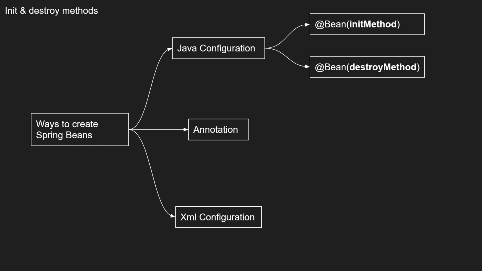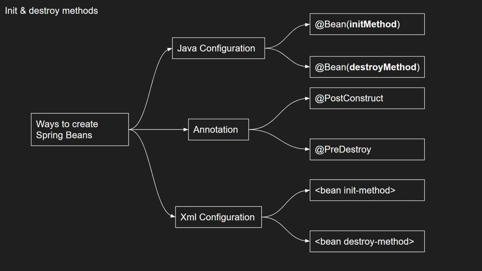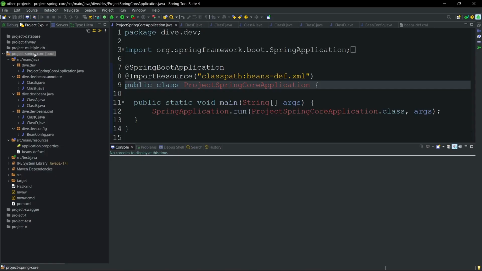If you have classes with annotation, best thing is to use @PostConstruct and @PreDestroy for initialization and destruction. In the XML configuration, the best method is to use init method property and destroy method property of the bean tag. Now let us see some practical information of these explanations. Here I have an application for Spring Boot core. This is same application which I have used in part 2 of this series of bean creations.